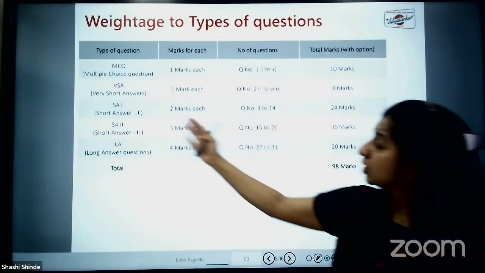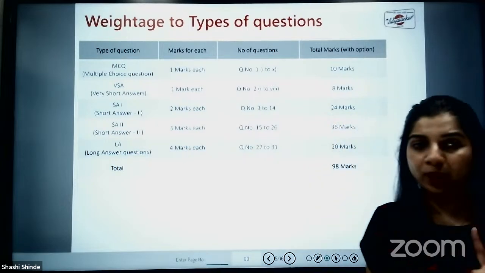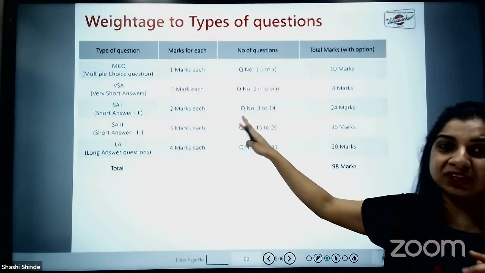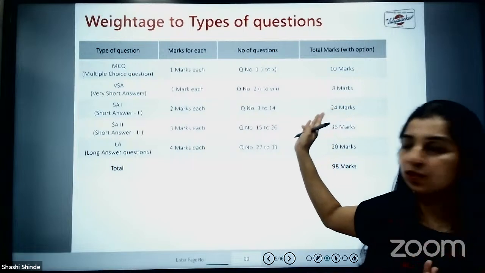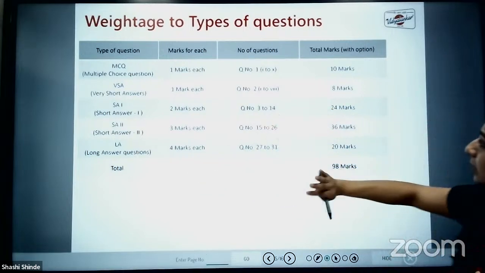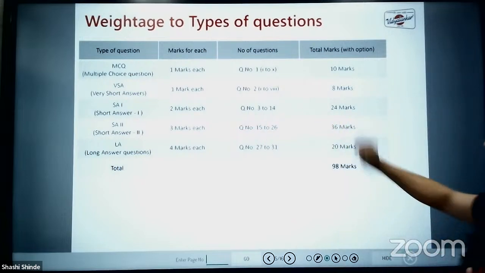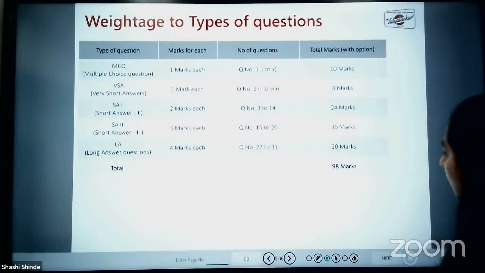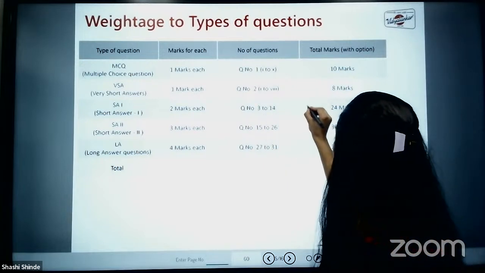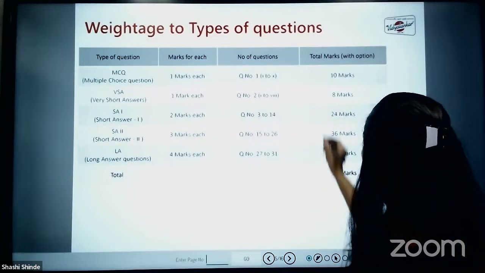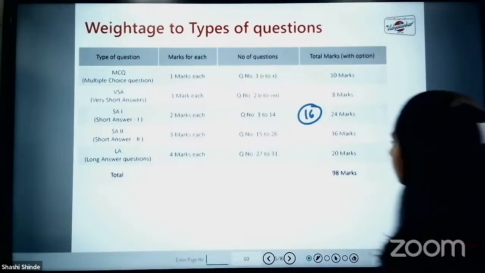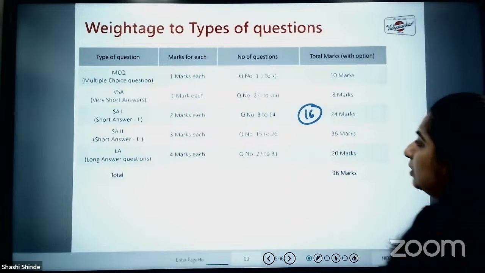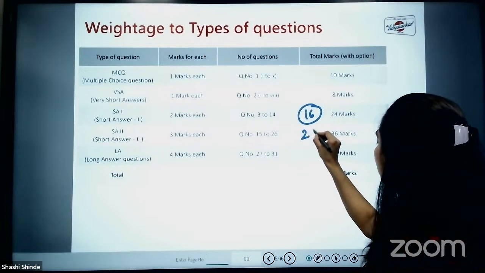Then we have short answer type 1, meaning 2 marks questions. Questions number 3 to 14, section B, will be for 24 marks including option. You have to attempt only 8 questions. So compulsory marks are only 16. Total 12 questions will be there, out of which 8 will be compulsory. So compulsorily this section is for 16 marks.